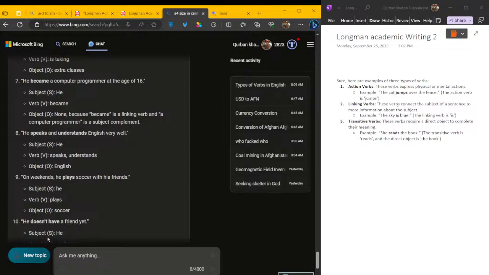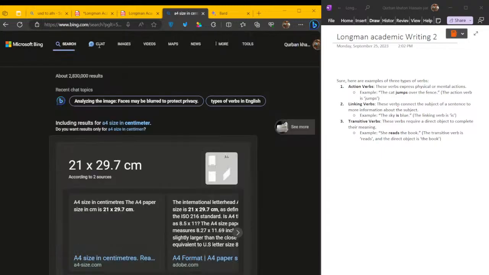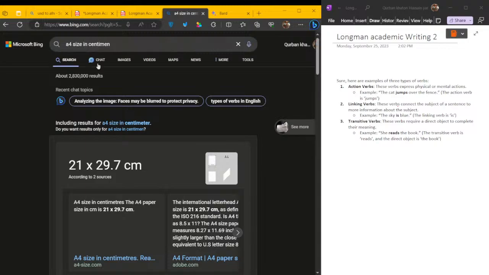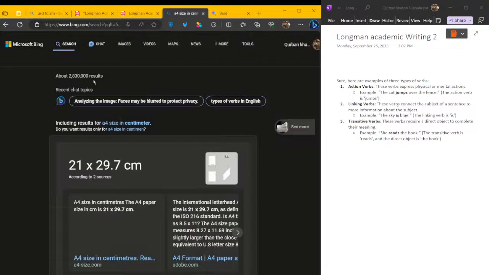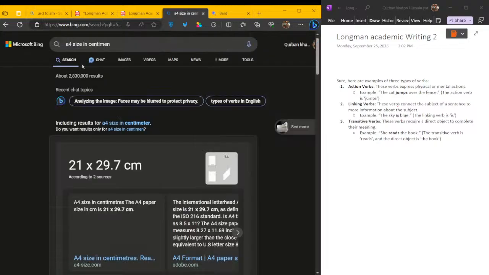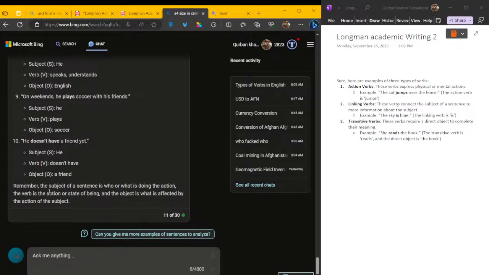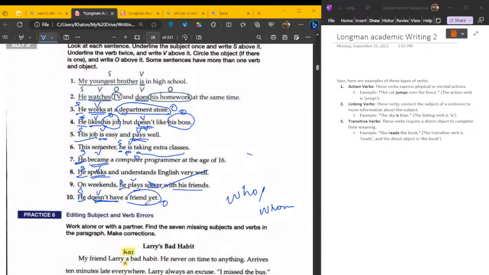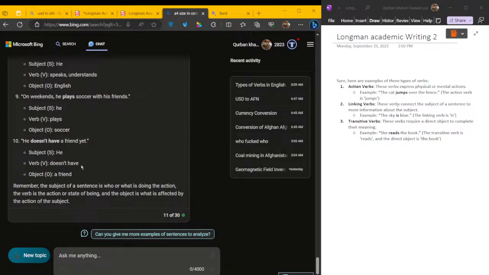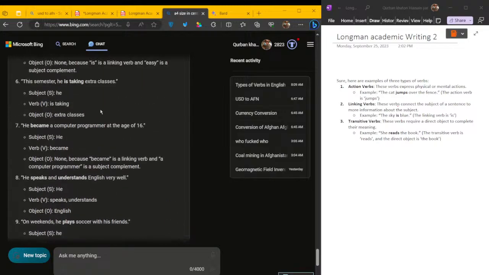Okay, the third one is he doesn't yet have a friend. So friend is an object and doesn't have is the verb and he is the subject. Yeah, doesn't have is the verb. But let's say we got many wrong, we would ask for the explanation.